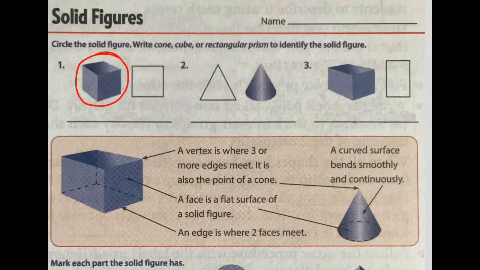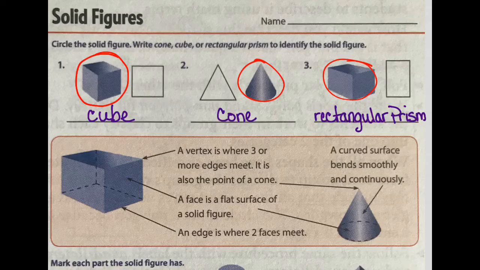Now we need to do the second part of the directions. Write cone, cube, rectangular prism to identify the solid figure. Which one is it? A cone, a cube, or a rectangular prism? You're right. It is a cube. So write cube underneath that. For numbers 2 and 3, circle the solid figure and tell me if it is a cone or a rectangular prism. Okay, check your answers. Number 2, you should have the cone circled, and number 3, the rectangular prism circled.